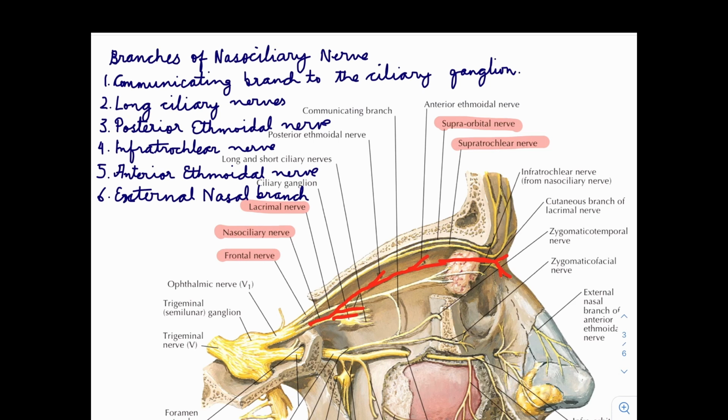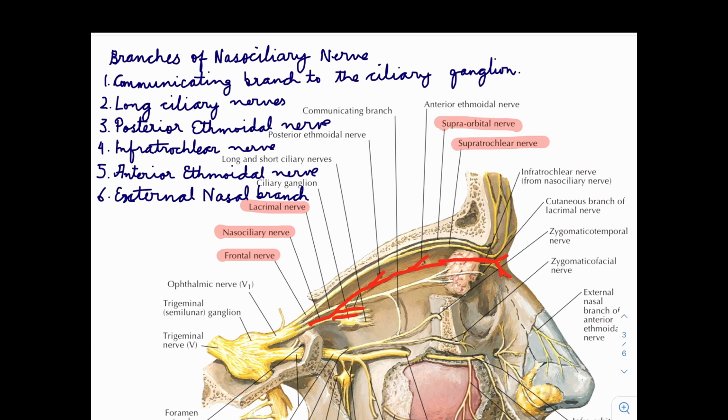The long ciliary nerves, two or three in number, arise from the nasociliary nerve as it crosses the optic nerve. They contain sympathetic fibers for the dilator pupillae muscle. The nerves pass forward with the short ciliary nerves and pierce the sclera of the eyeball. They continue forward between the sclera and the choroid to reach the iris.